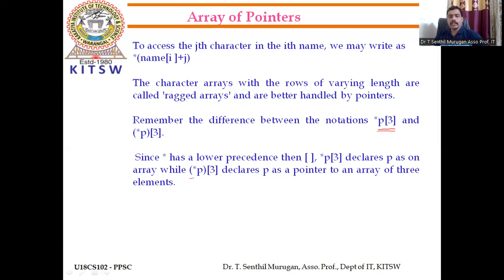But if you use the asterisk p within brackets, it declares p as a pointer to an array. So this pointer points to an array. Only one pointer is created for a maximum of 3 values. But here 3 pointers are created for representing different names. That's the main difference.